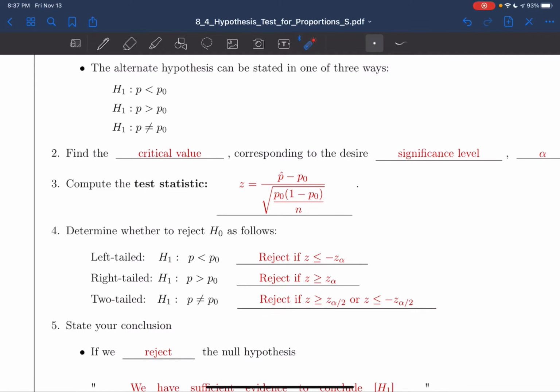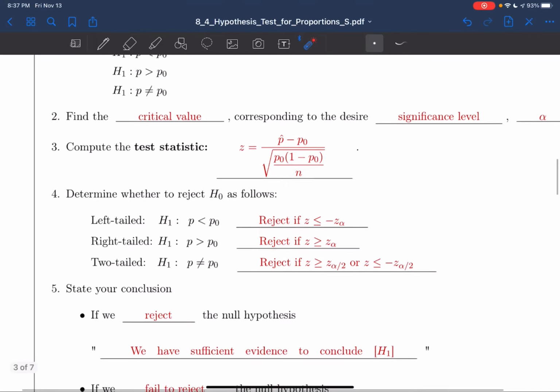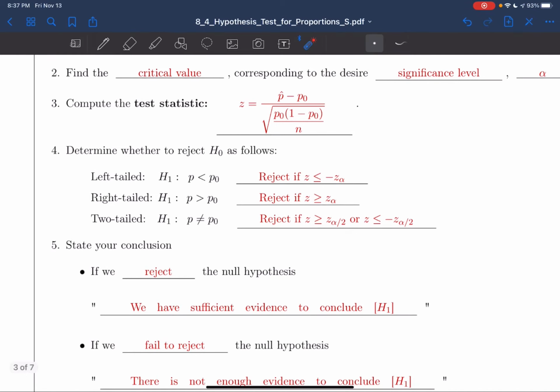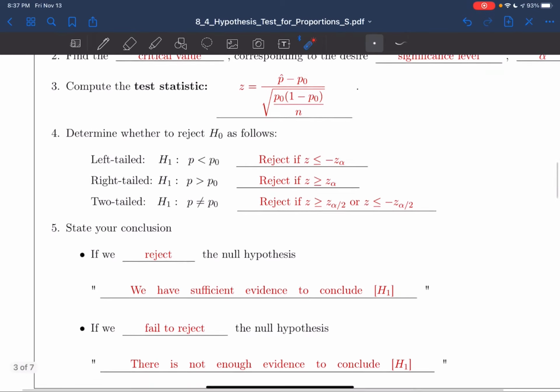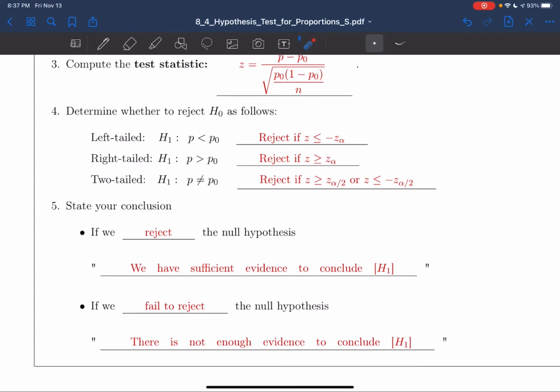Then we want to compute our test statistic, z. Then we want to determine whether we should reject our null hypothesis. Depending on which test you're working with, whether a left tail, right tail, or two tail, your rejection might be a little bit different. If we're dealing with a left tail, then we reject if our test statistic z is less than or equal to negative z of alpha. If we're working with a right tail, then we reject our null hypothesis if our test statistic z is greater than or equal to z of alpha.